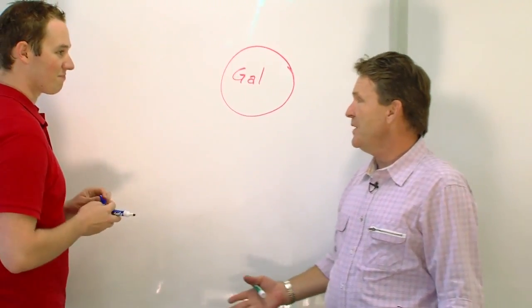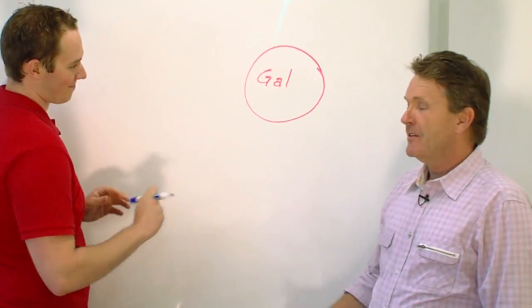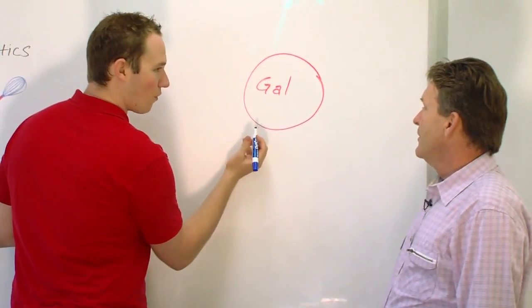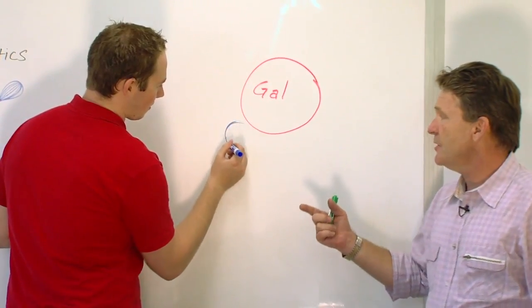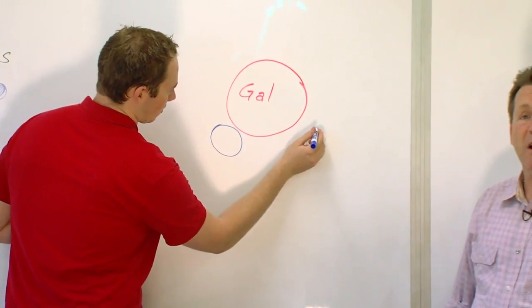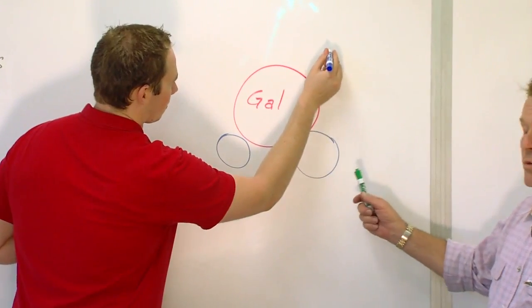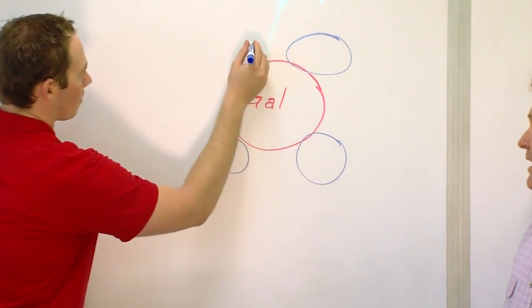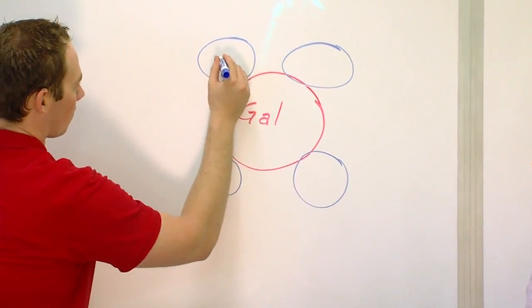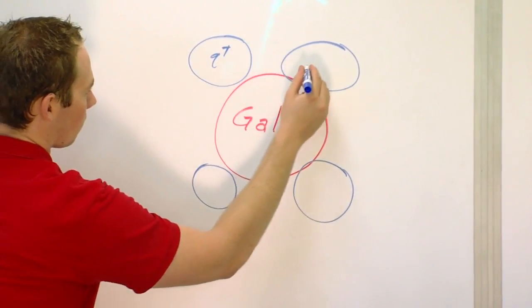So the next question would be, Jason, what is the unit below gallon? And Jason's answer would be? Quart. Quart. How many quarts are in a gallon? 4. 4, okay? So now Jason is going to draw 4 circles around the gallon, which resembles the 4 quarts in 1 gallon. And again, he's going to label that QT for quarts.